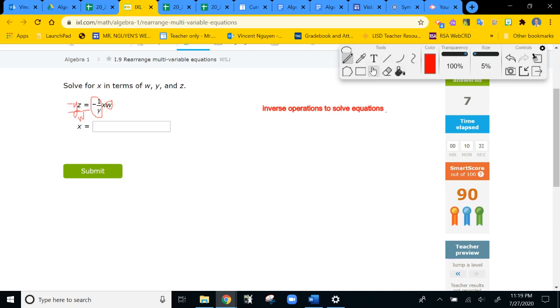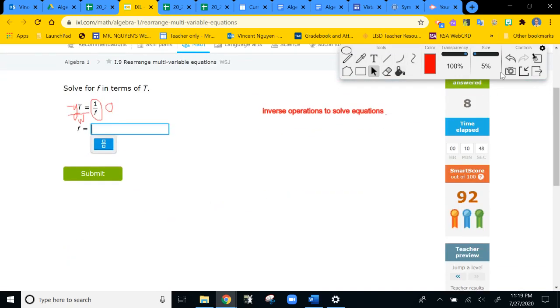Okay, so I'm going to type that in. Fraction negative YZ over W. I'll make sure I type it in correctly, otherwise it's going to penalize me for getting it wrong. There we go.